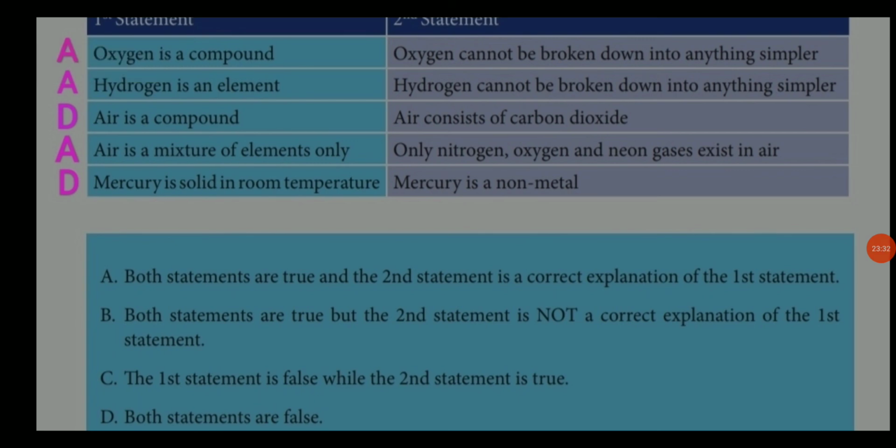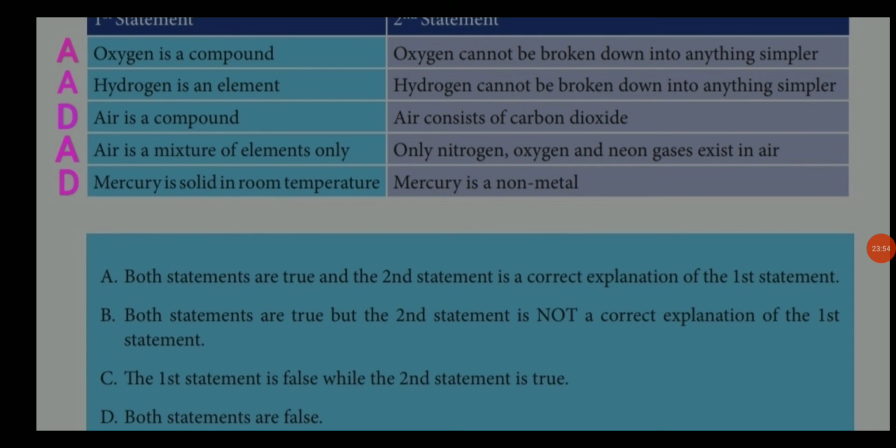Second one, hydrogen is an element. Hydrogen cannot be broken down into anything simpler. So hydrogen is an element. It is true. Hydrogen cannot be broken down further. So A option is the correct one.